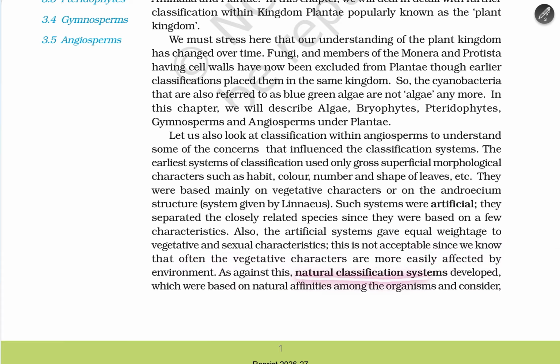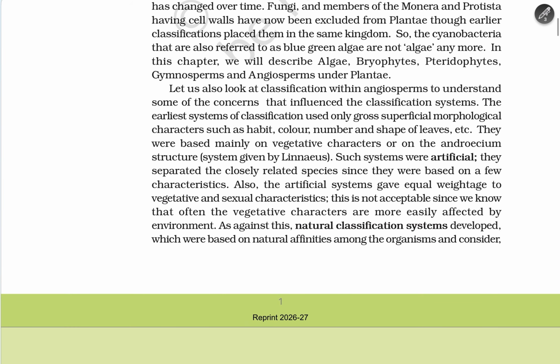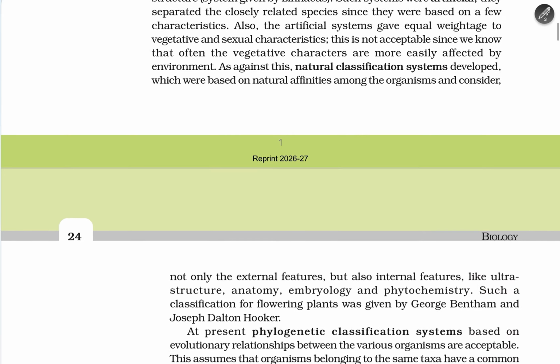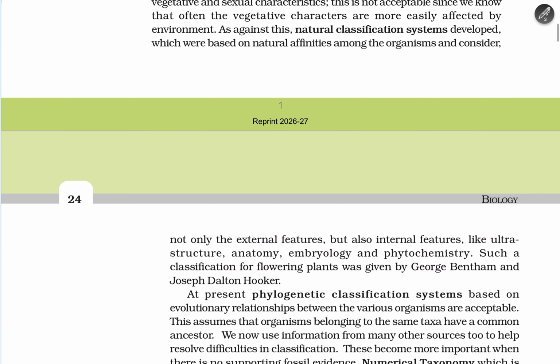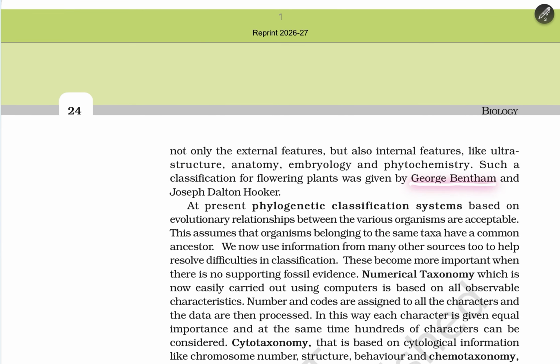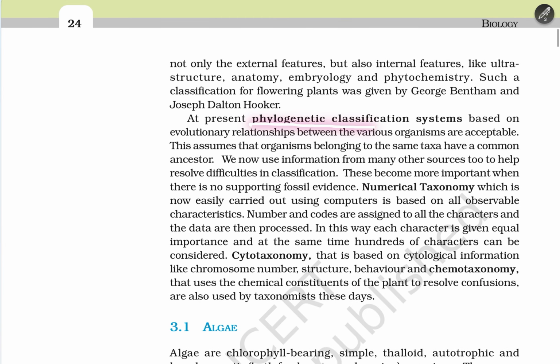As against this, natural classification systems developed, which were based on natural affinities among organisms and considered not only external features but also internal features like ultrastructure, anatomy, embryology, and phytochemistry. Such classifications for flowering plants were given by George Bentham and Joseph Dalton Hooker. At present, phylogenetic classification systems based on the evolutionary relationships among various organisms are acceptable. This assumes that organisms belonging to the same taxa have common ancestors.